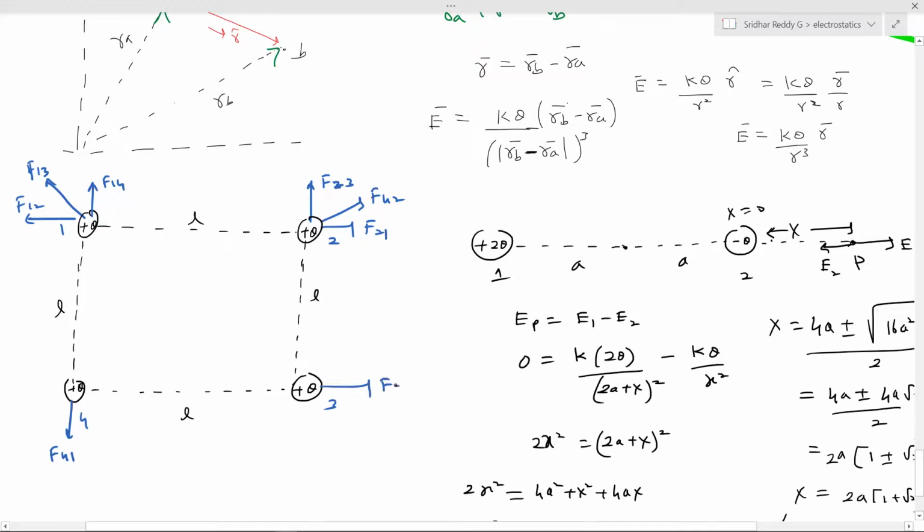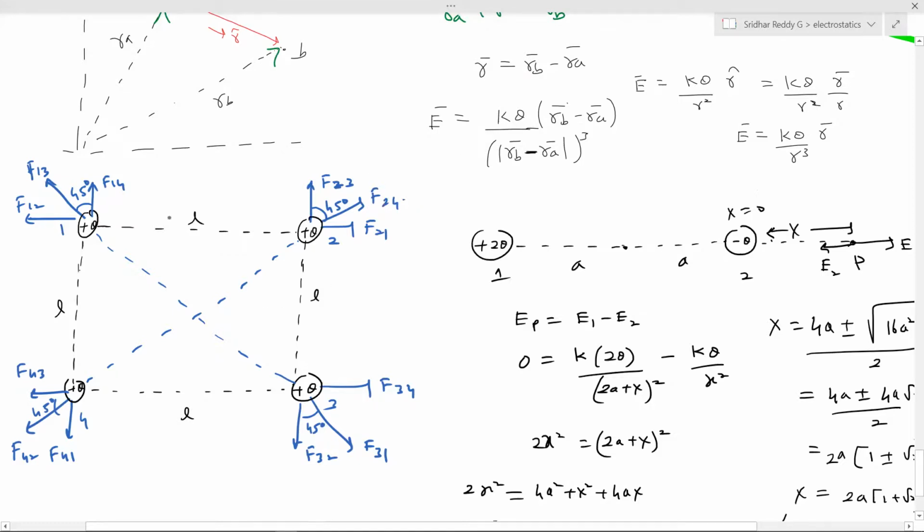F34, F43, F32, then F42, F31. Now what can be this angle? 45 degrees. What can be this angle? 45 degrees, because these forces F13, F31 should act along the diagonal. Similarly, F42 and F24 should act along the diagonal.